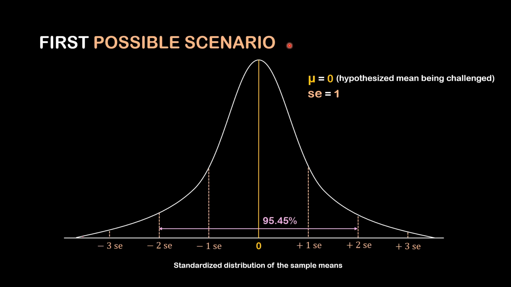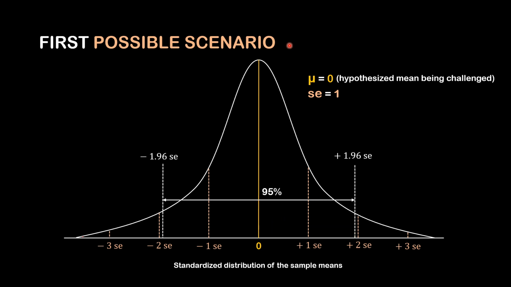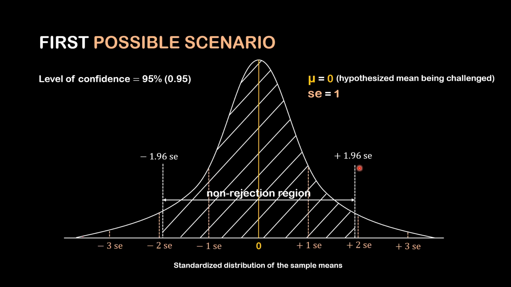95.45% of data falls between -2 and +2 standard errors from the mean, whereas 95% of data falls between -1.96 and +1.96 standard errors from the mean. These two z-values or z-scores mark the lower limit and the upper limit of our non-rejection area.